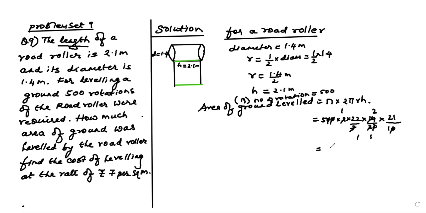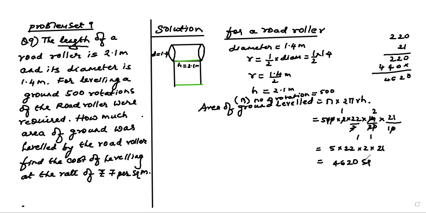Now you can see what is 5 into 22 into 2 into 21. So what is the answer you'll get, children? 5 twos are 10. 10 into 22 is 220. 220 multiplied by 21 will be 4620. So how much do you get, children? 4620 square meter.